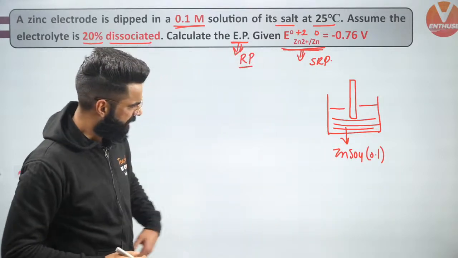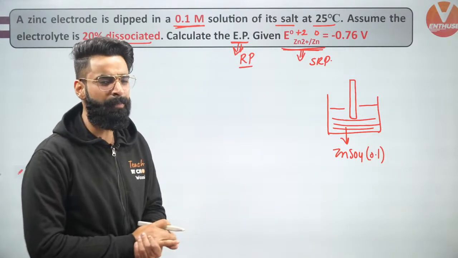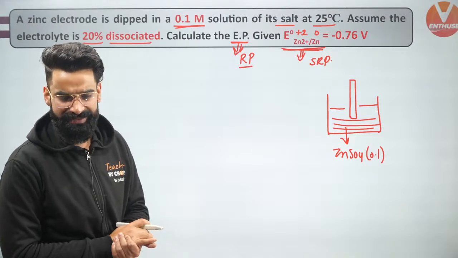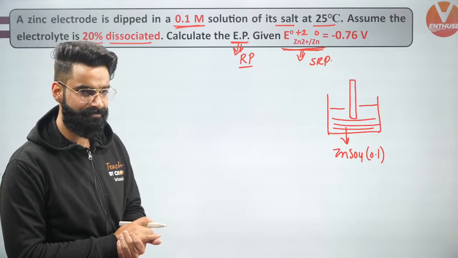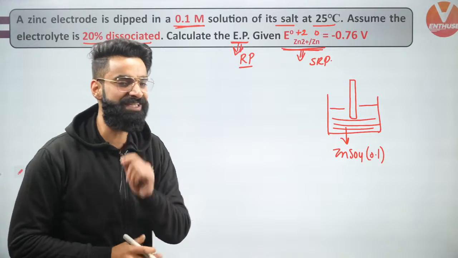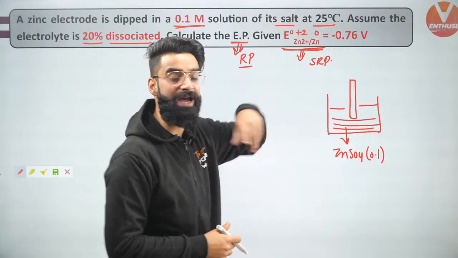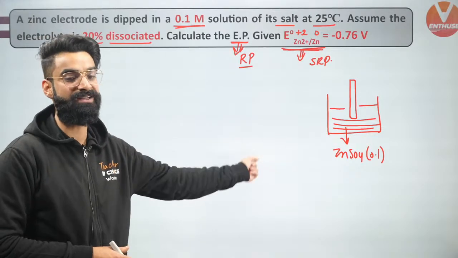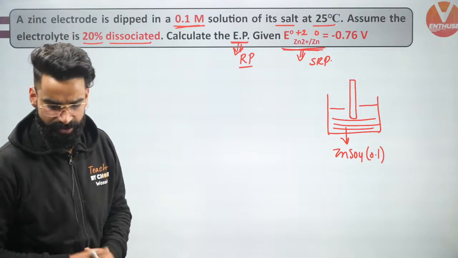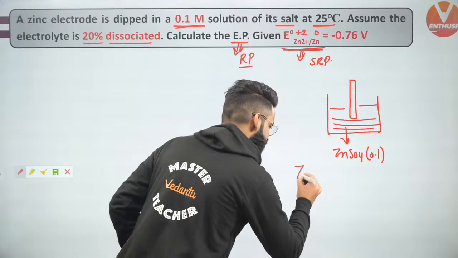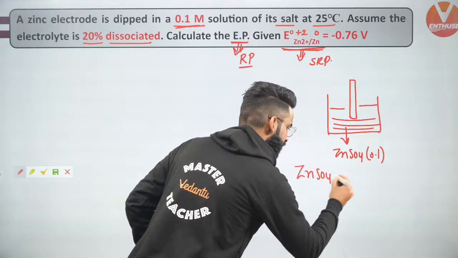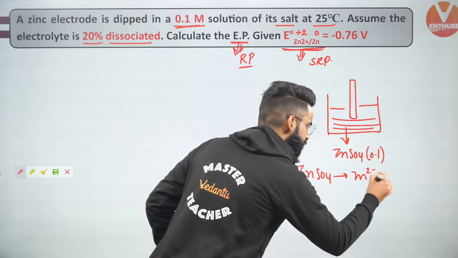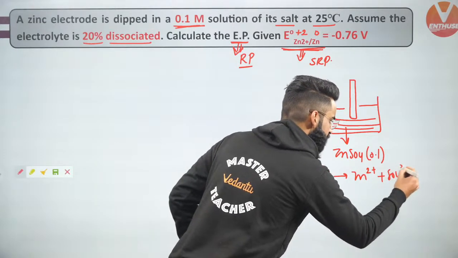So this ZnSO4 would normally be completely dissociated into its ions. But it's mentioned in the question, assume the electrolyte is 20% dissociated. So I'm not supposed to dissociate this electrolyte completely into its ions. So I'll be writing something like this: zinc sulfate will be converted into Zn2+ and SO4 2- aqueous ions.